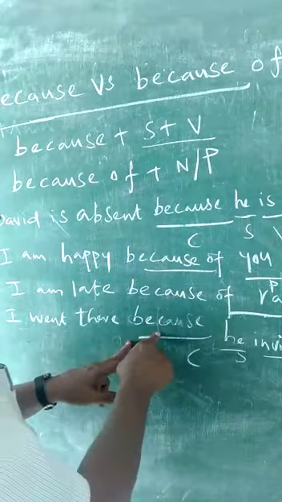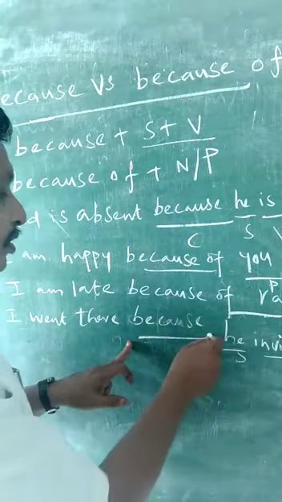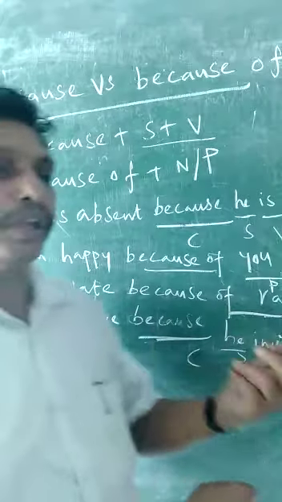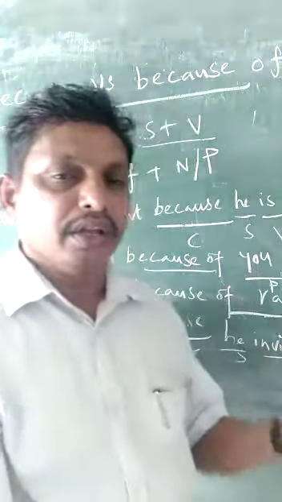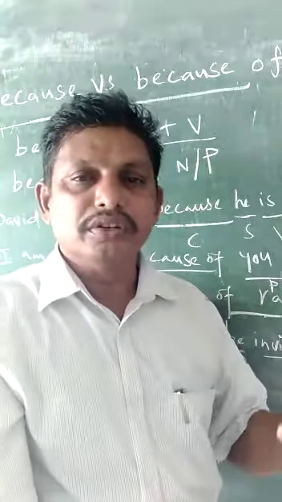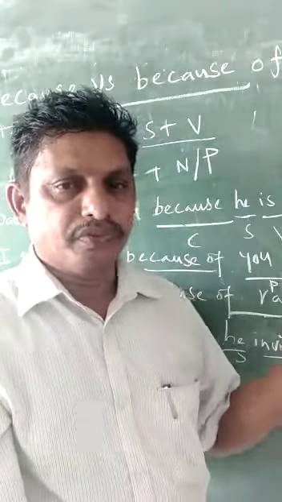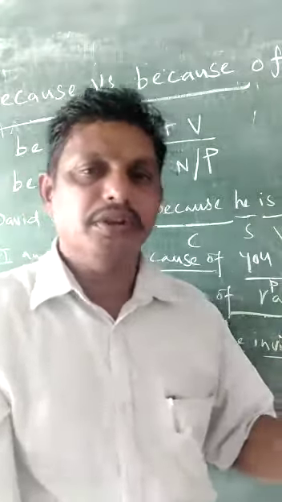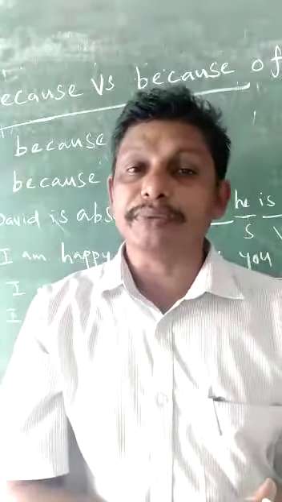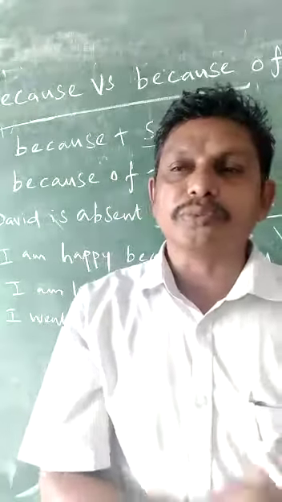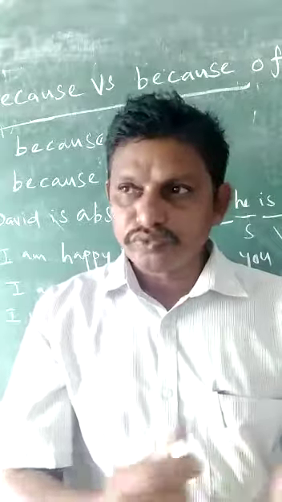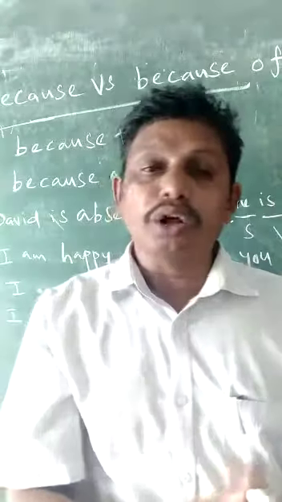And, I went there because he invited me. After because you can find subject plus verb. If you ask the question, why did I go there? I went there because he invited me. So in order to know the reason, we use these words because and because of, but there is a little bit of difference, especially in grammatical structure. Because is followed by subject plus verb. Because of is followed by noun or pronoun.